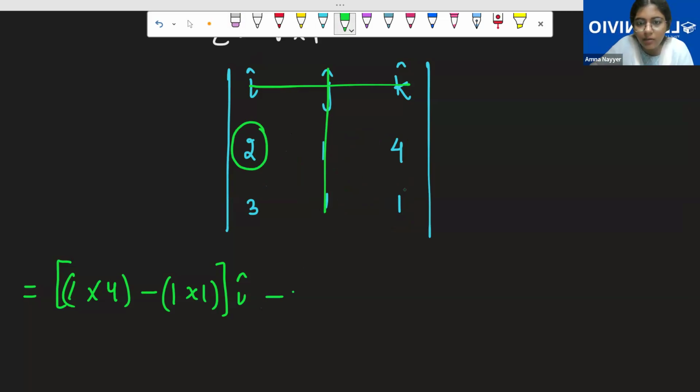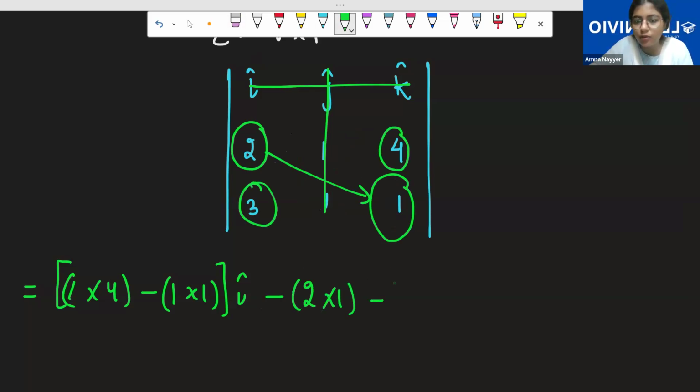Now, similarly, here we multiply, we go diagonally down. So this will be 2 into 1 minus 3 into 4. This is the J cap. This into this minus this into this.